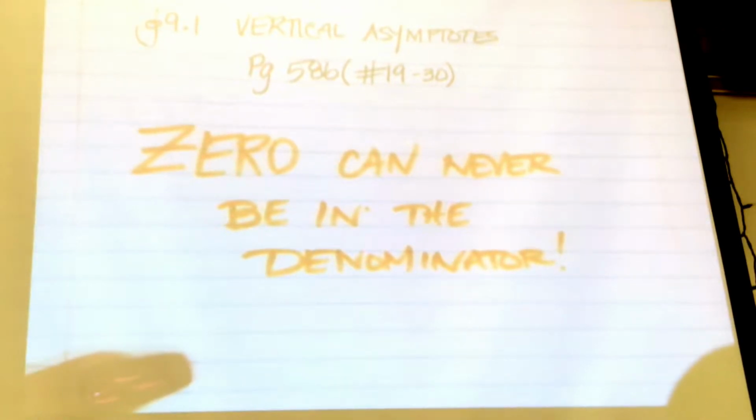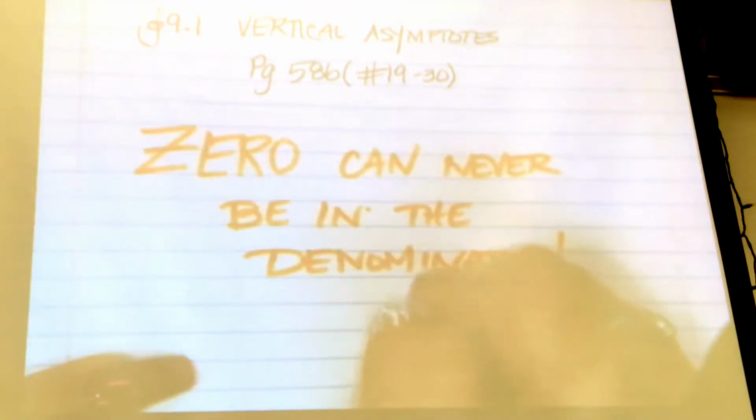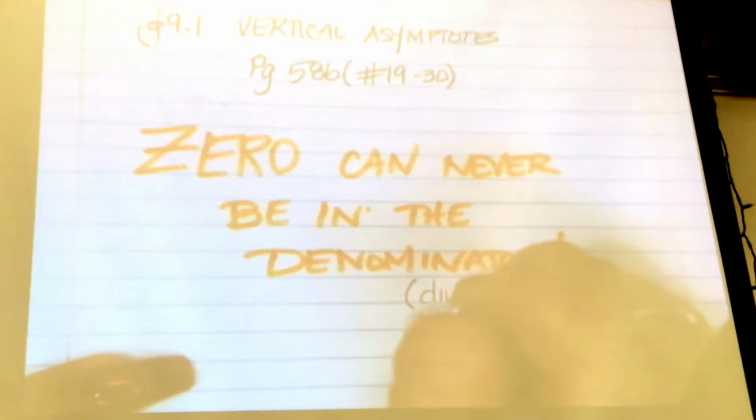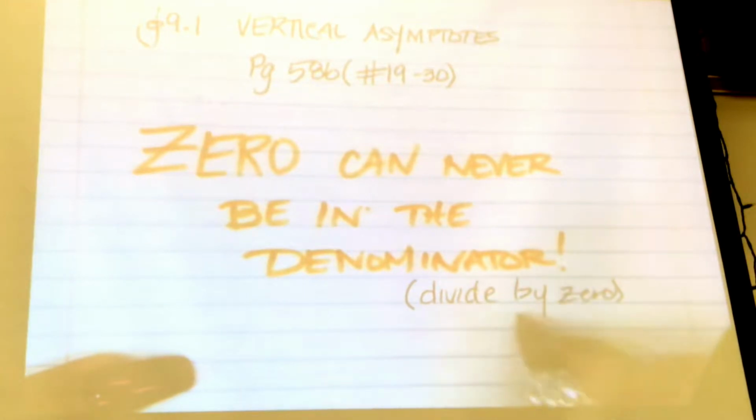Not even on days of miracles when the Dolphins beat the Patriots is that ever possible. It's never going to happen. You're never, ever going to be able to have a 0 in the denominator. In other words, for some of us, we like to remember that you can never divide by 0. That's never going to happen.